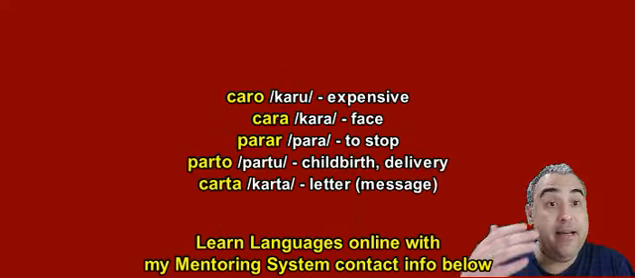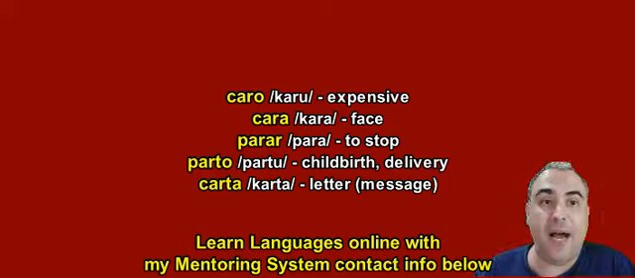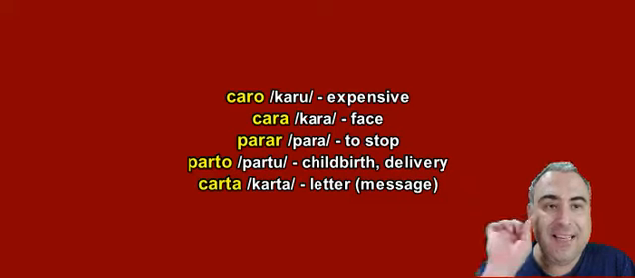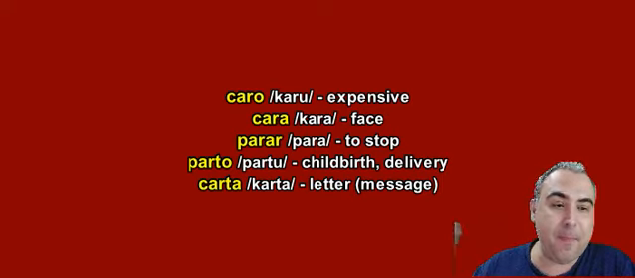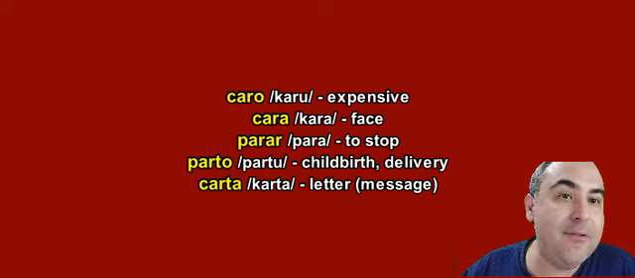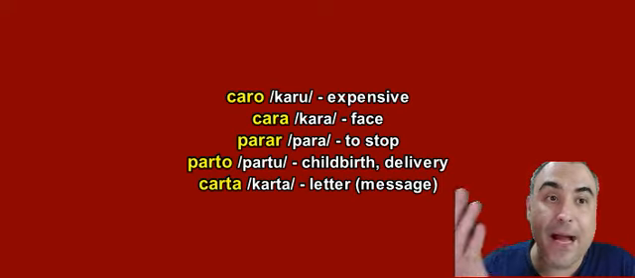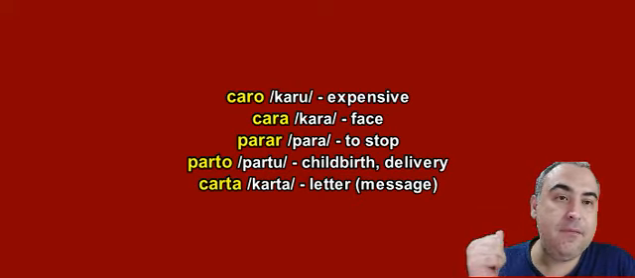But when the R is in the middle between vowels and is spelled only as a single standalone R, then it's pronounced like a single tap of the tongue. Like a tiny little tap, like daddy in English, like daddy or caddy or teddy or Betty. Caro, caro means expensive. Cara means face, or it's the feminine of caro as well. Parar, which is to stop.